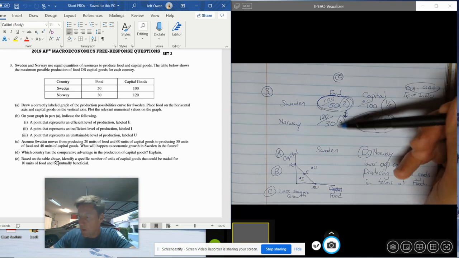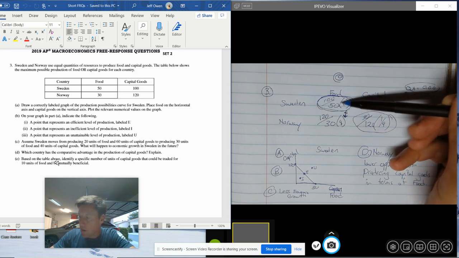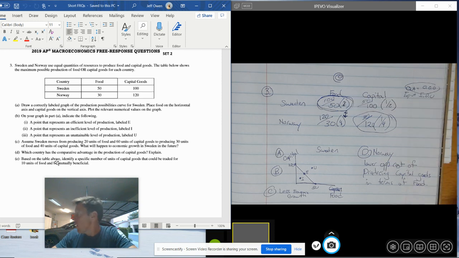So when Norway makes 1 unit of food, they give up 4 capital goods. So he wants a number smaller than 4. He wants a number greater than 2. So with this one, this is analyzing just 1 unit.